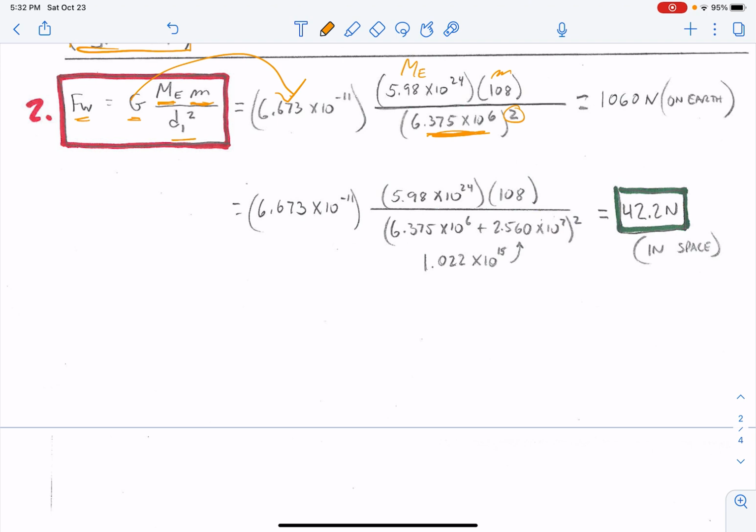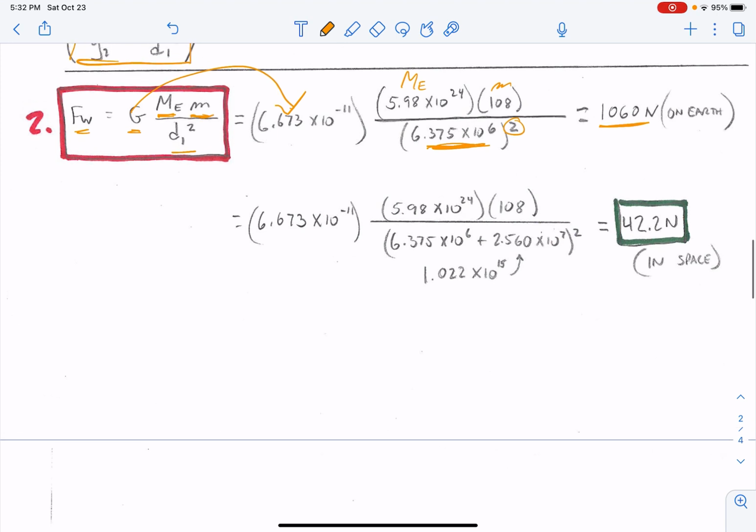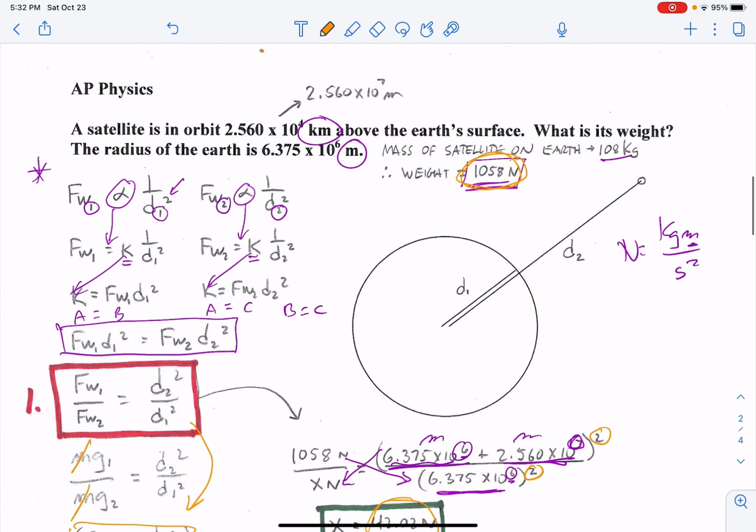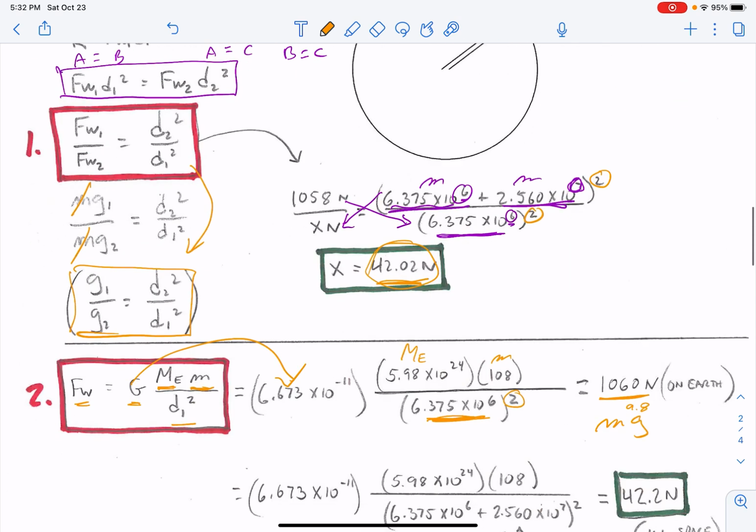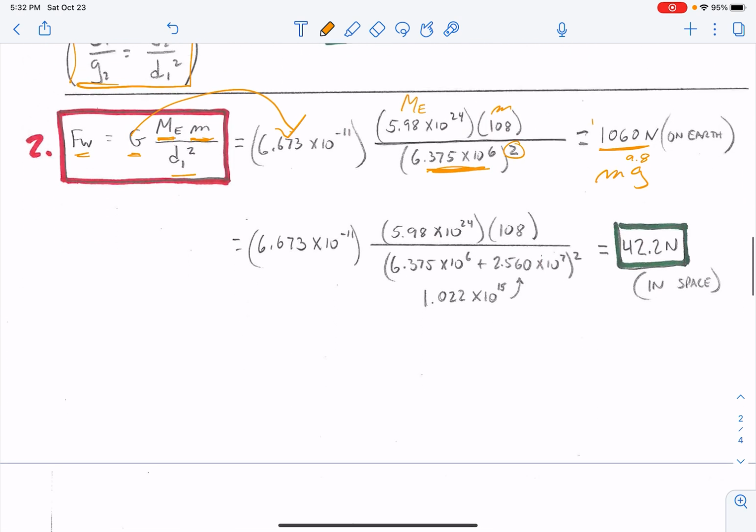And when we plug our numbers in, we get a little over 1,000 newtons, which is the same thing as its mass times the acceleration due to gravity on the surface of the Earth, which is 9.8. And I showed you that up here. 1,058, 1,060, to round it off to 3 sig digs, same answer.